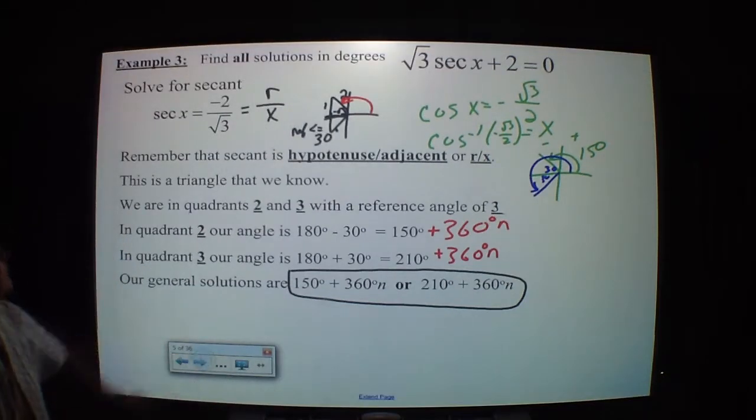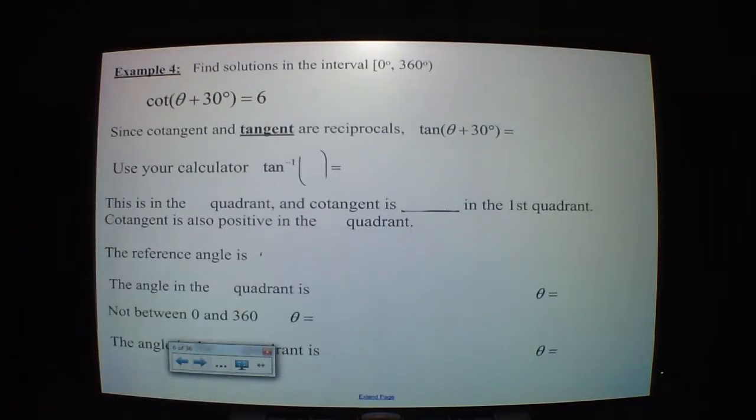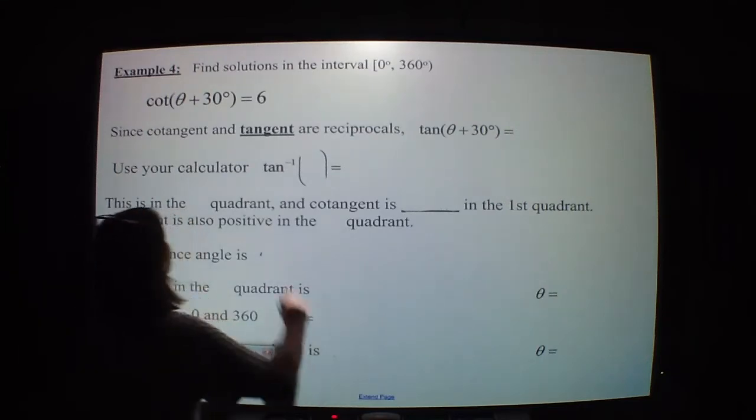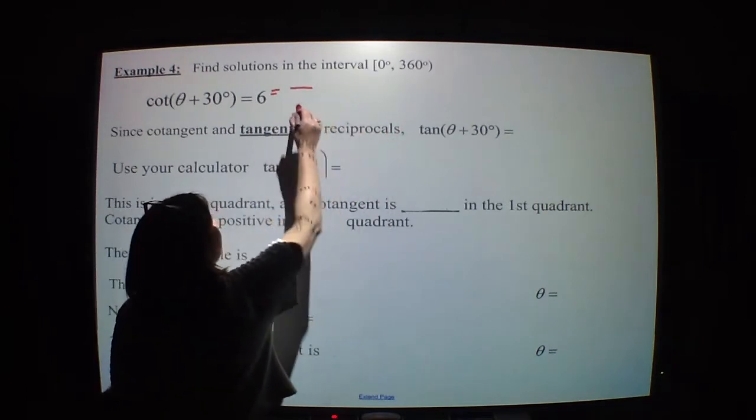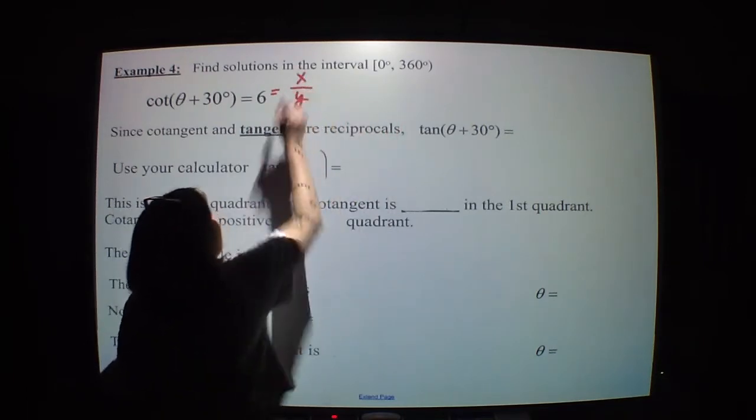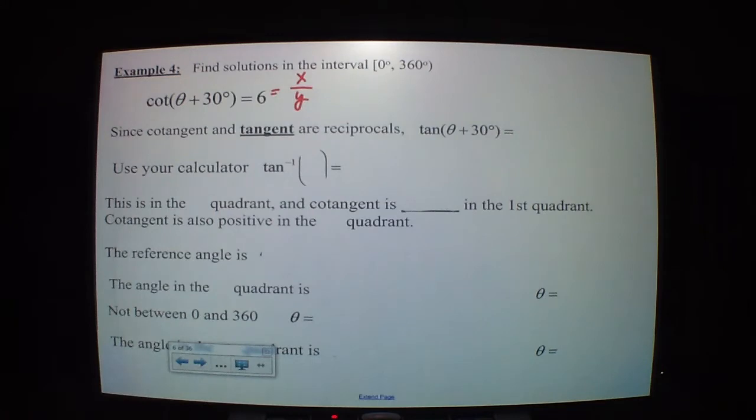So let's do some more problems. Find all the solutions in the interval from 0 to 360. So now I don't have to add so many n's. I just have to make sure it's between 0 and 360 degrees. So cotangent of theta plus 30 degrees is equal to 6. I know that this is the reciprocal of tangent. So it's adjacent over opposite instead of opposite over adjacent.